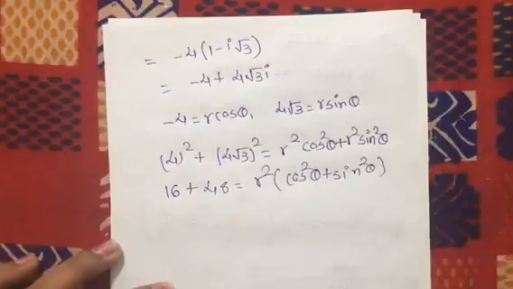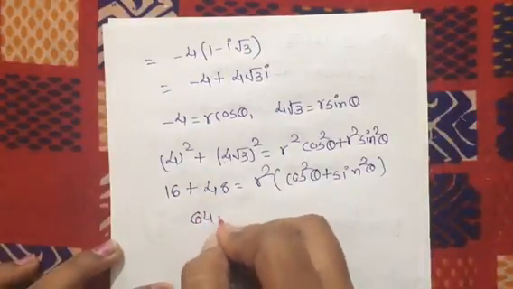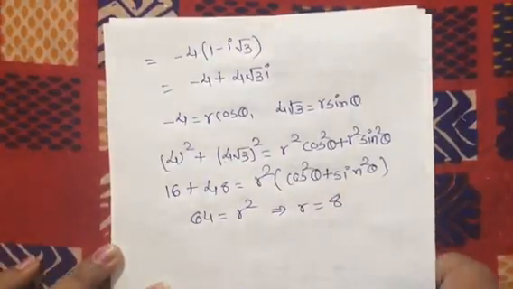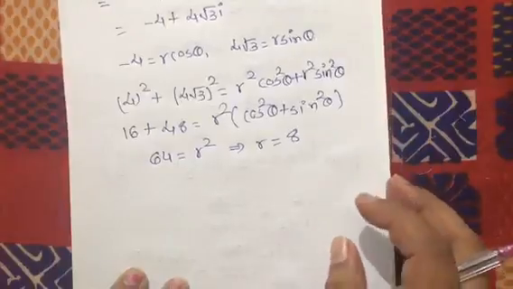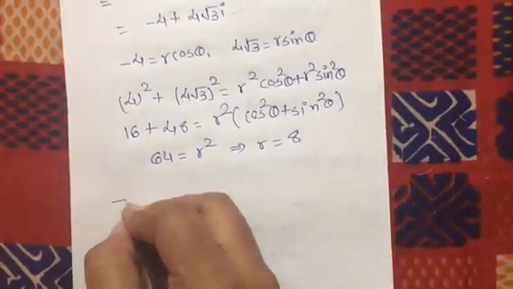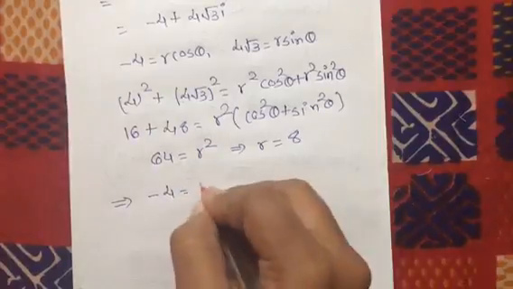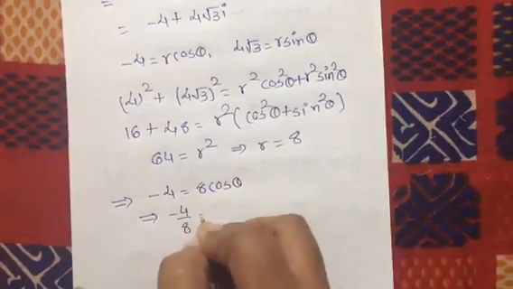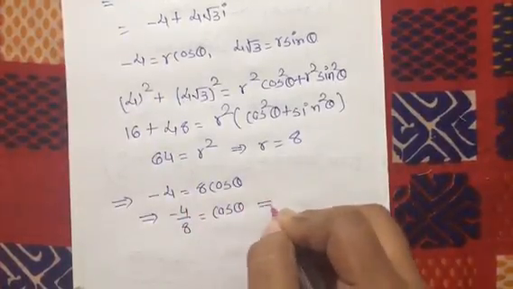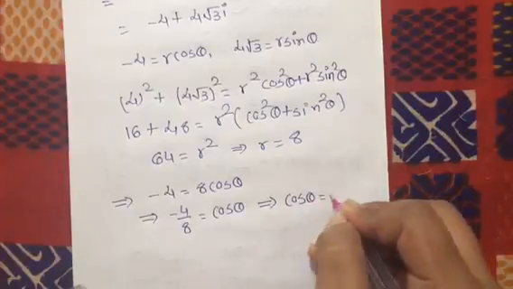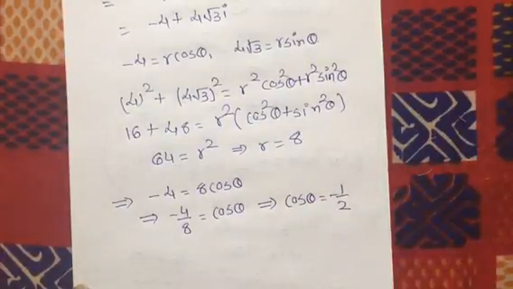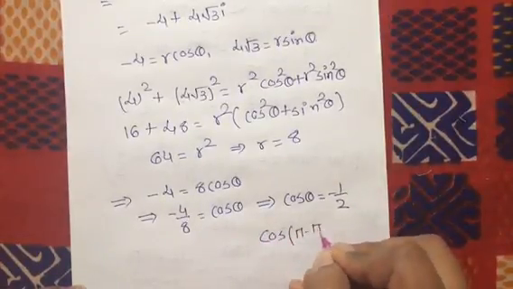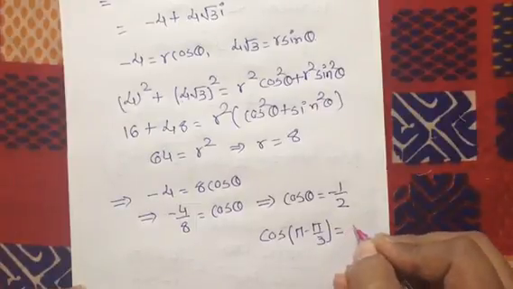So cos square theta plus sin square theta is 1 and this will be 64 is equal to r square, which implies r is equal to 8. r का वैल्यू कितना आ गया, 8. Now which implies -4 is equal to 8 cos theta, which implies -4 divided by 8 is equal to cos theta, which implies cos theta is equal to -1/2. So -1/2 कब आएगा? When cos is pi minus pi by 3. So this is 2 pi/3.